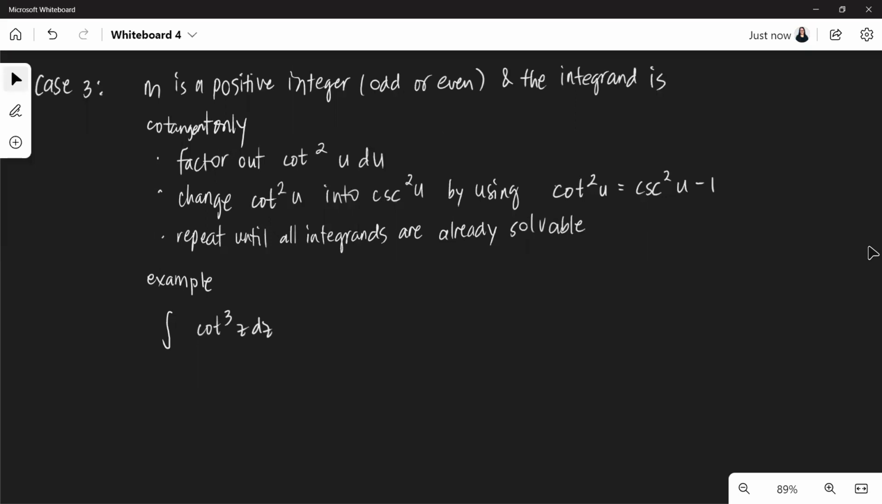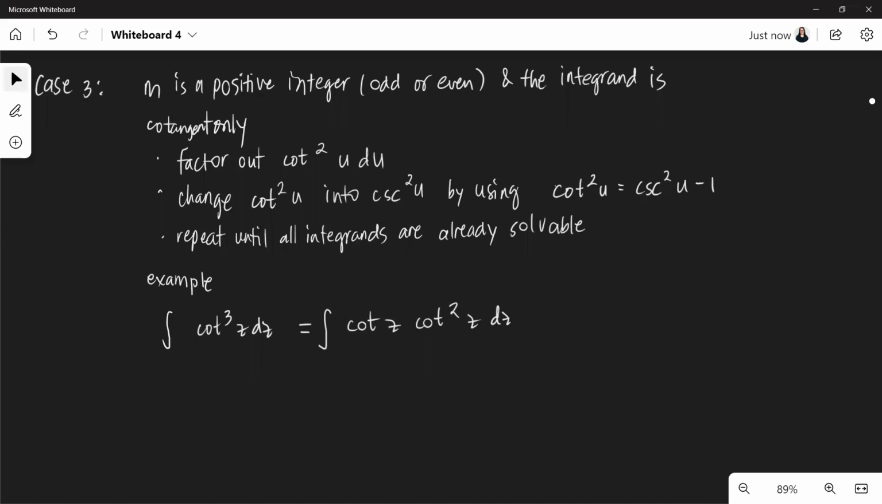So case 3 is if m, the exponent of cotangent, is a positive integer, whether odd or even, and the integrand is cotangent only. So we factor out cotangent squared u du, then change that cotangent squared u into cosecant squared u by using this Pythagorean identity, and repeat until all integrands are already solvable. So we have cotangent cubed. There is no other function, so we need to factor out the square. What will remain is cotangent z, then the cotangent squared here.